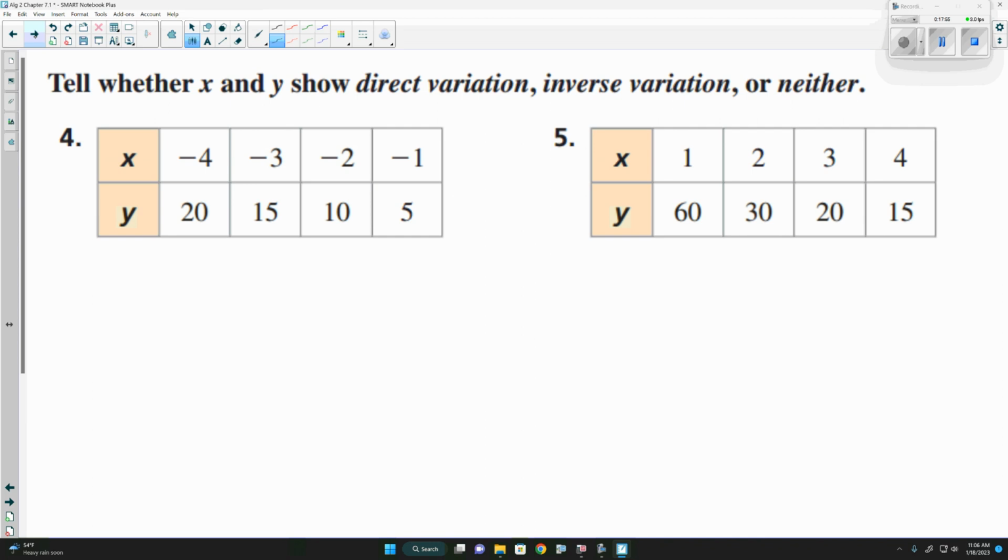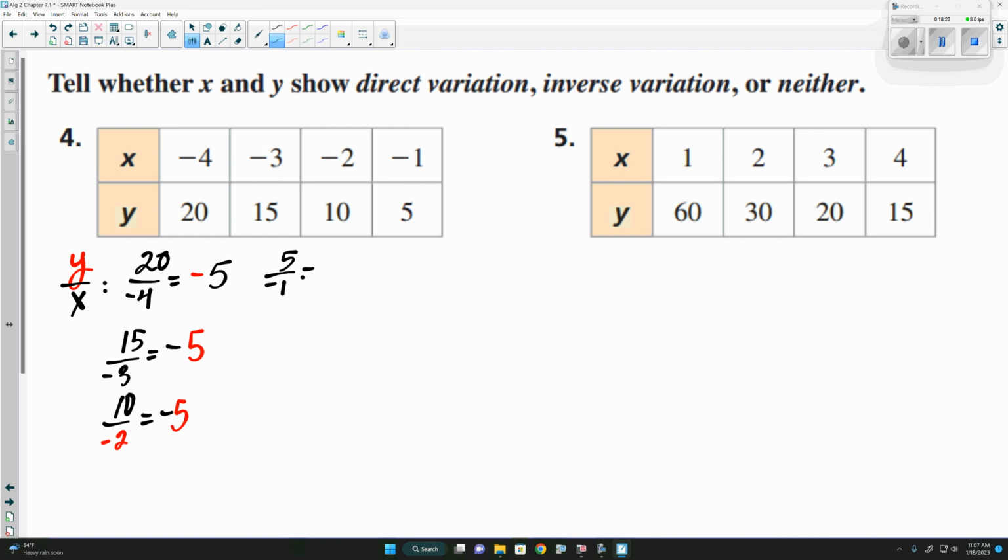So looking at y over x, we can say 20 divided by -4, or 20 divided by 4 is 5, and it would be negative. All right, guys. 15 divided by -3, -5. 10 divided by -2 is -5. And lastly, 5 divided by -1 is -5. So we get the same value across all of them.